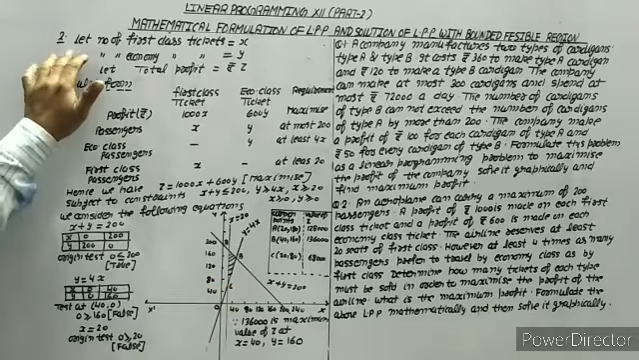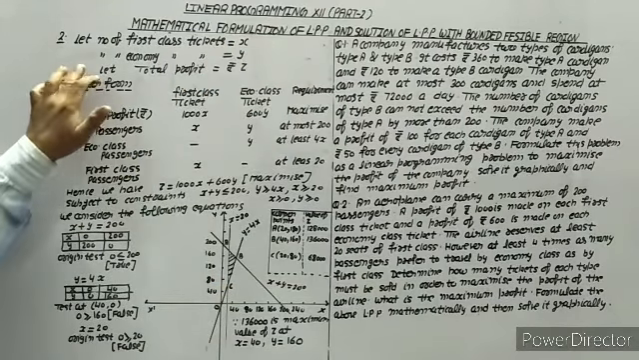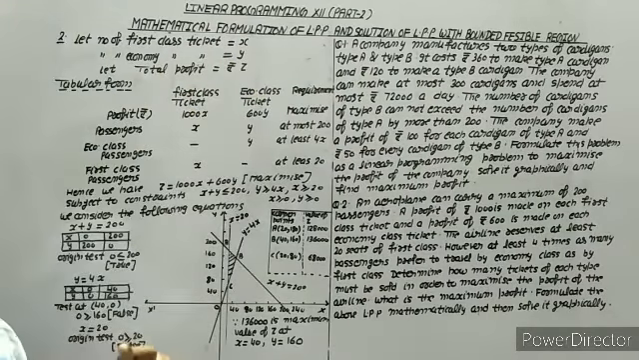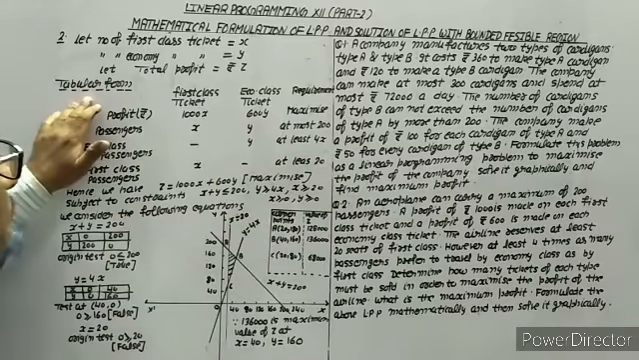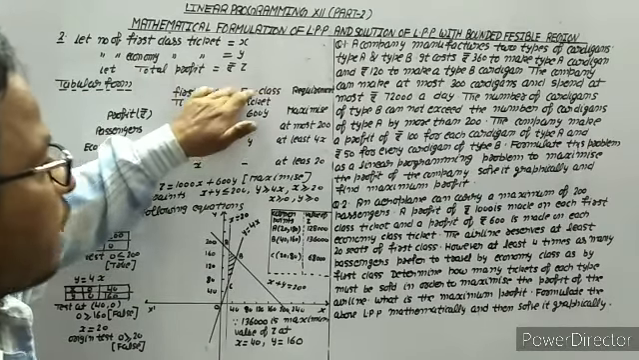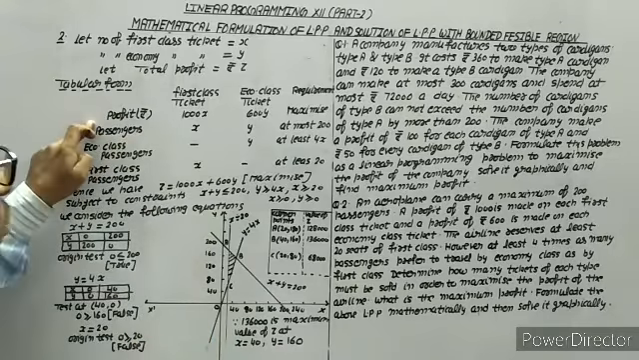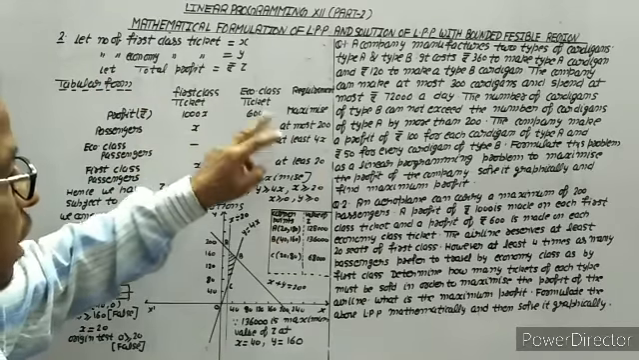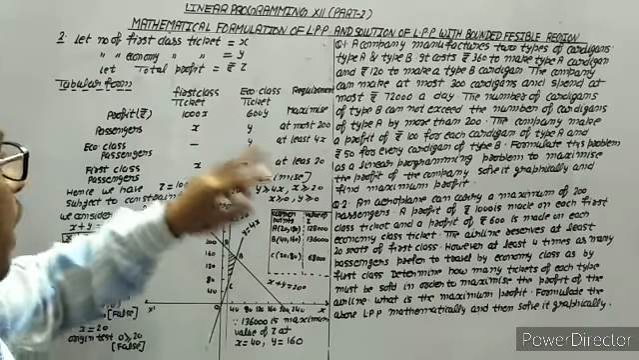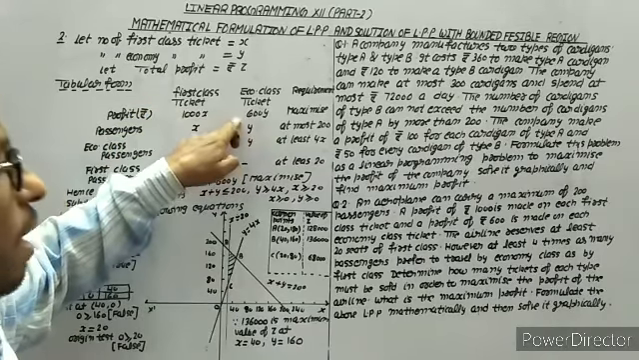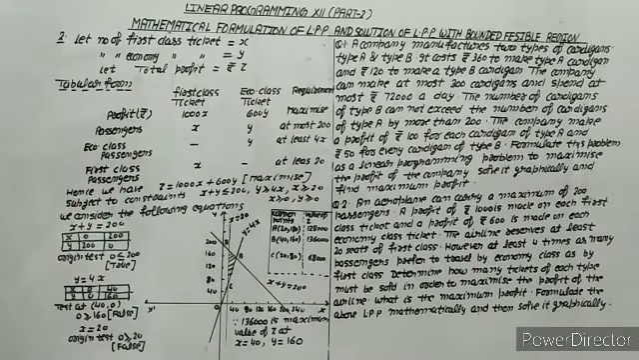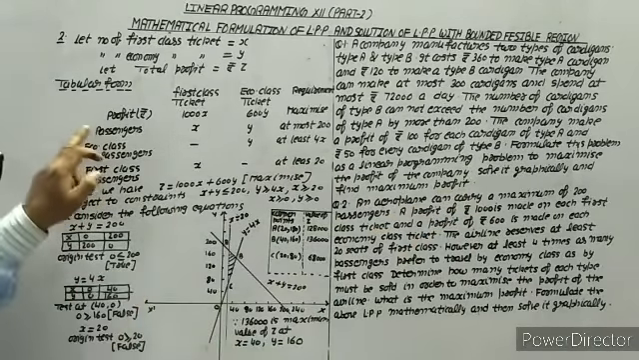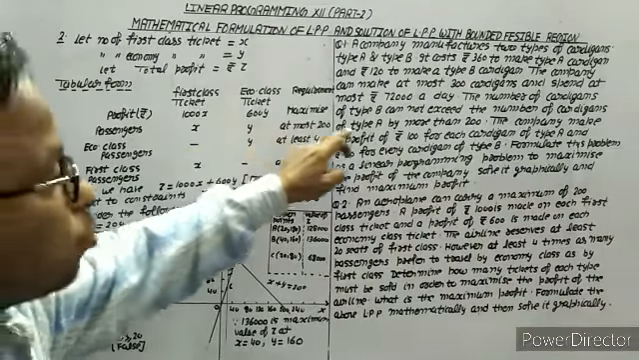For this, let the number of first class tickets be x and the number of economy class tickets be y. Total profit is rupees z. First of all, we will make the tabular form. In tabular form, first class ticket, economy class ticket, and the requirement. Now, the profit is 1000 on each first class ticket and 600 on each economy class ticket. It means this becomes 1000x, 600y, and we have to maximize this. Now, this is also given: the aeroplane can carry a maximum of 200 passengers. So passengers x plus y is at most 200.